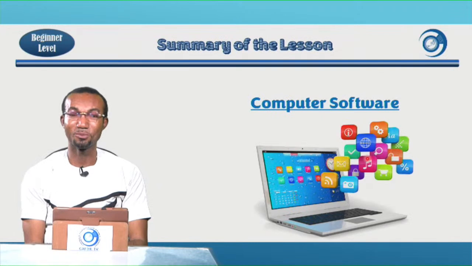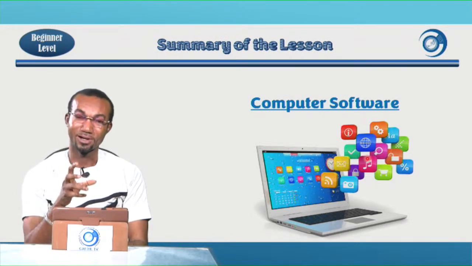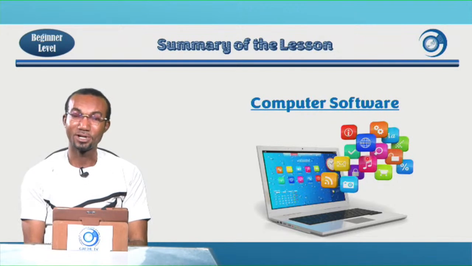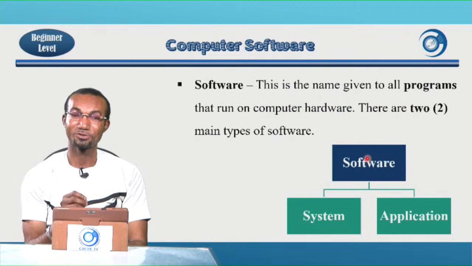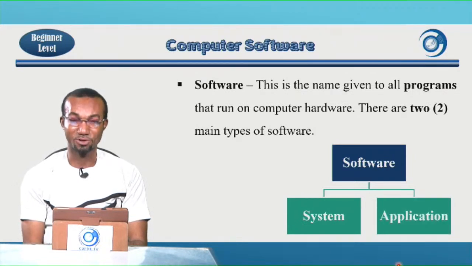So viewers, we are almost at the end of the lesson, and today we talked about the second component of the computer system, that is computer software. We said that software is the name given to all programs that run on the computer hardware. There are two: we have the system software and then we have the application software. And for the purpose of this lesson, we looked at system software.